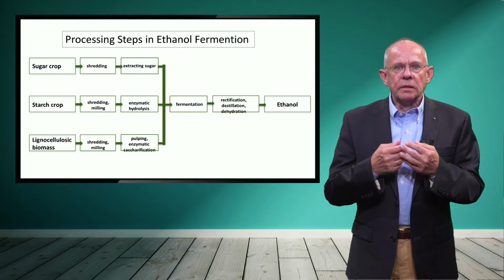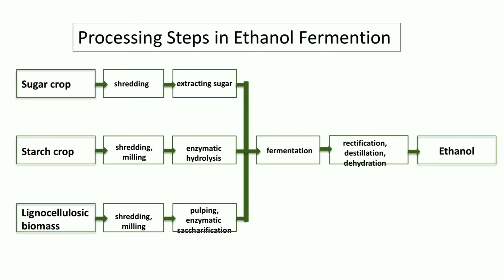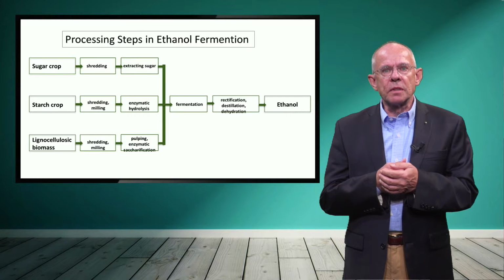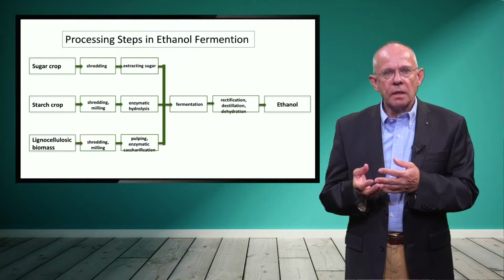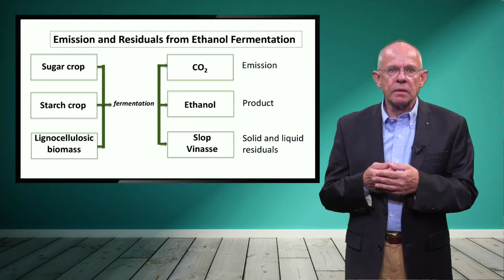After fermentation, ethanol is distilled up to 97% and in another step purified to 99.8%. This bioethanol is ready for sale at the gas station in your hometown. Please keep in mind that ethanol fermentation comes with significant side streams: CO2, slop and vinasse as shown on the right.